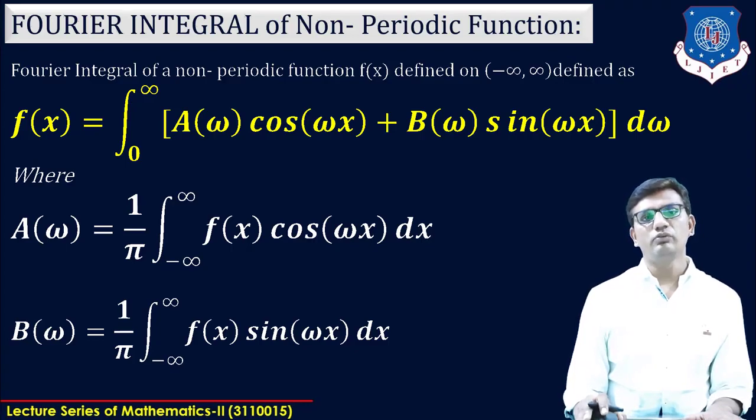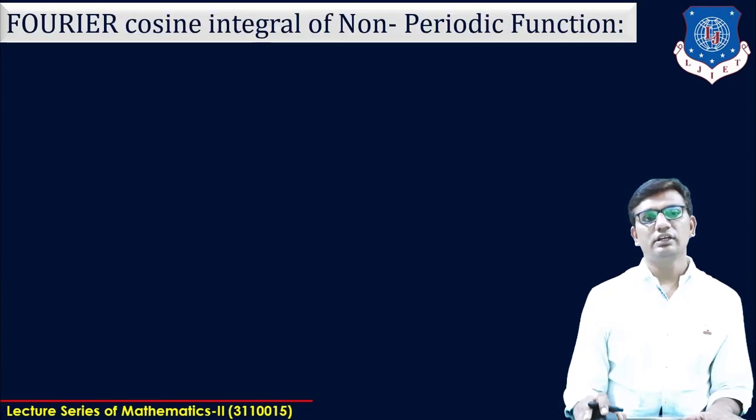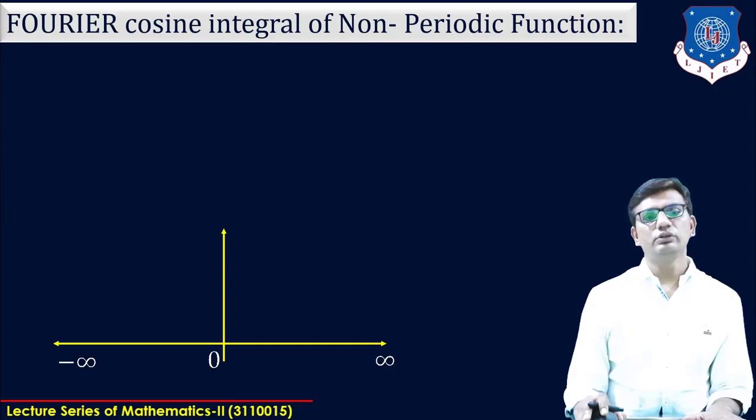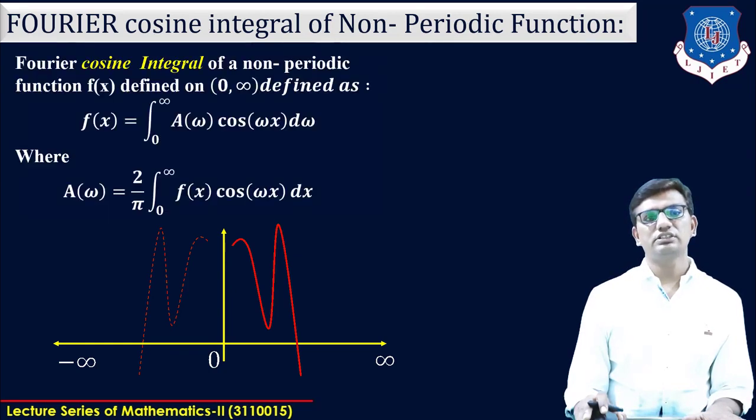Let us see how to find the Fourier cosine integral. Here, if function f(x) is defined on only 0 to infinity, then we can extend it to minus infinity to 0 such that our function is an even function. Then our Fourier cosine integral is f(x) equal to integration 0 to infinity a(omega) cos omega x d omega, where a(omega) is 2 by pi integration 0 to infinity f(x) cos omega x dx.